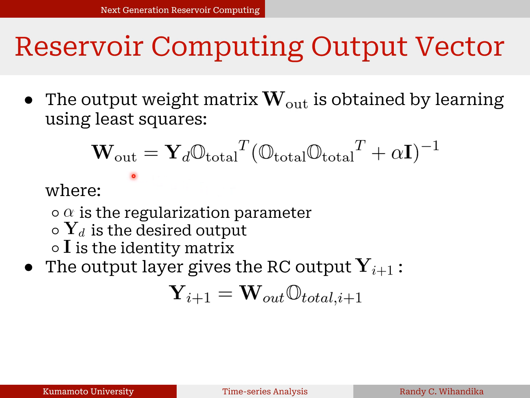And after we obtain this W out matrix, then we can get the output layer, which is the final output of the RC, the y i plus 1. We calculate it using the W out and the O total again, and we can get the final output of the reservoir computing.